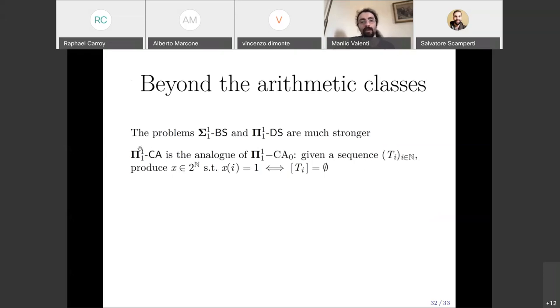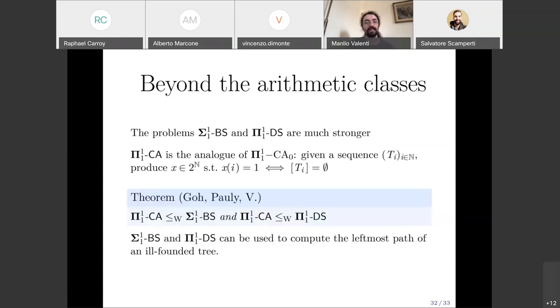The problem Pi 1-1 comprehension can be thought of as the problem: given a sequence of trees, subtrees of the Baire space, you just have to say which ones are ill-founded and which ones are well-founded. So you have to produce an element of the Cantor space telling you exactly which ones are well-founded.